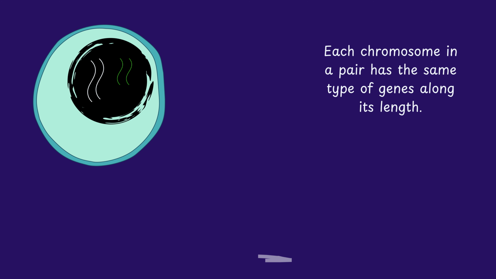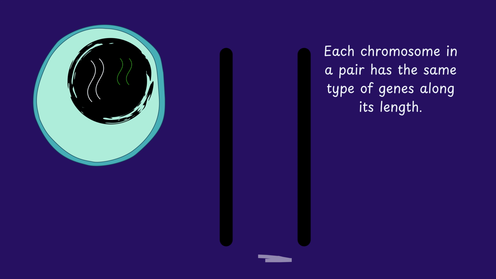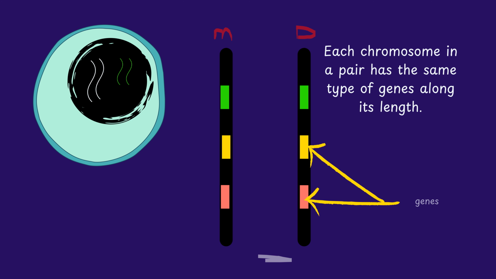Each chromosome in a pair has the same type of gene along its length, right? So if this is a pair of chromosomes, and students, one came from mom, let's put M right there, and one came from dad. We're talking about the sperm cell and the egg cell, right? So along the length of the chromosomes, you'll find the genes, and you'll notice that they're the same type of genes, students, but they might be a different version or different form, right? But the genes are found in the same location, and they're the same type of gene for each pair, right? So those are the genes.